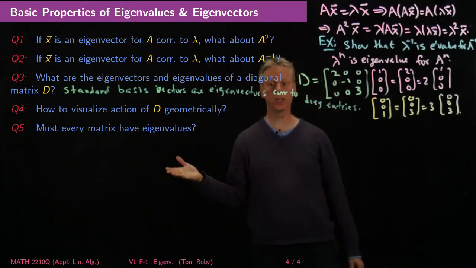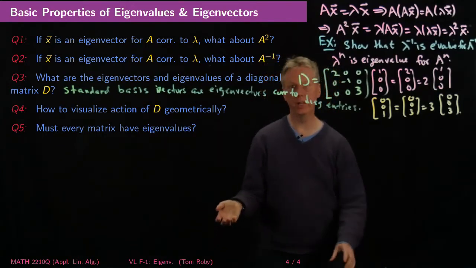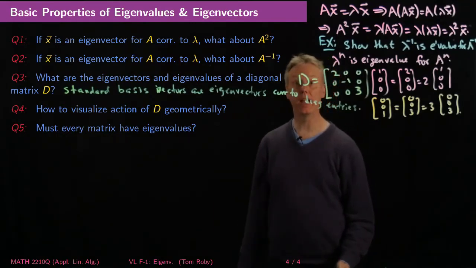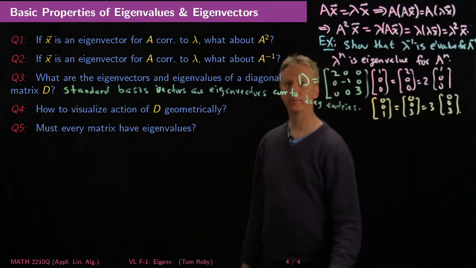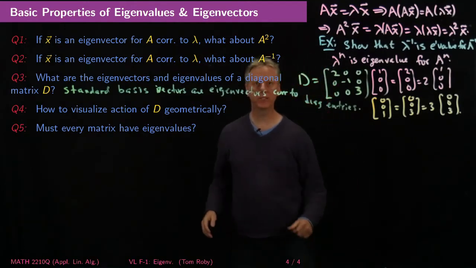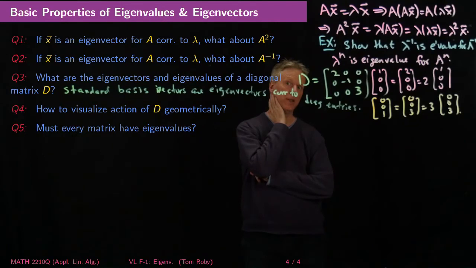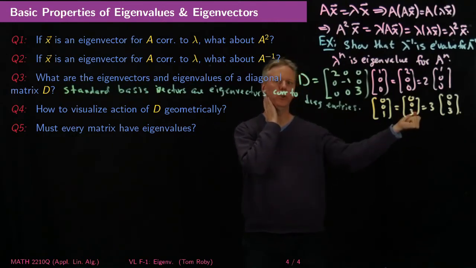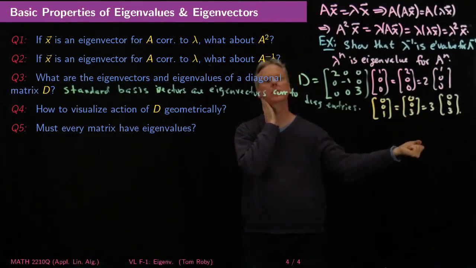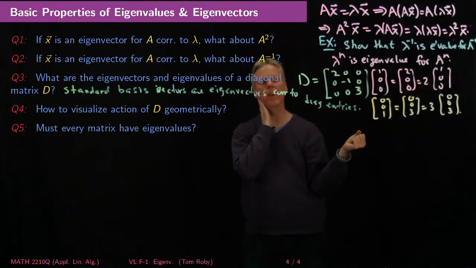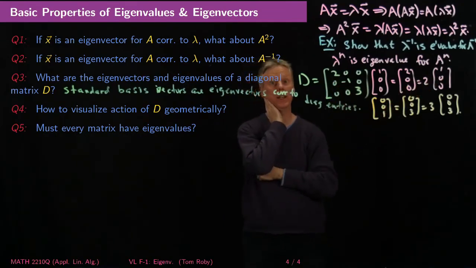Okay, so now here's an interesting question. Must every matrix have eigenvalues? You might want to stop and pause for a minute and think. Can you think of a matrix that wouldn't have any vector that pointed in the same direction that it did originally?